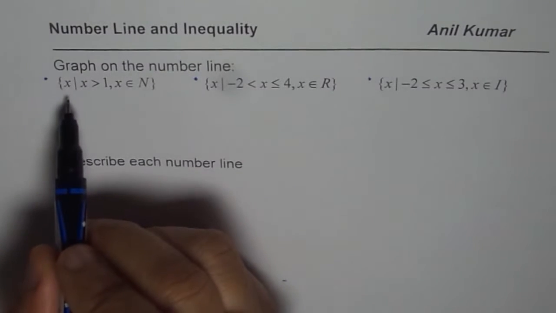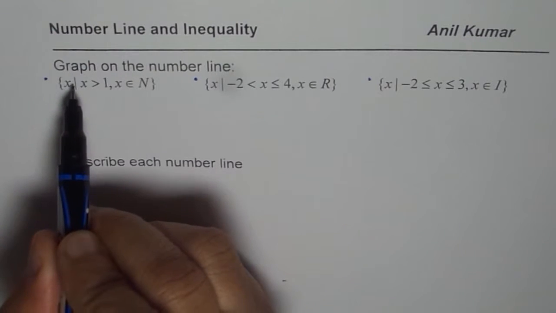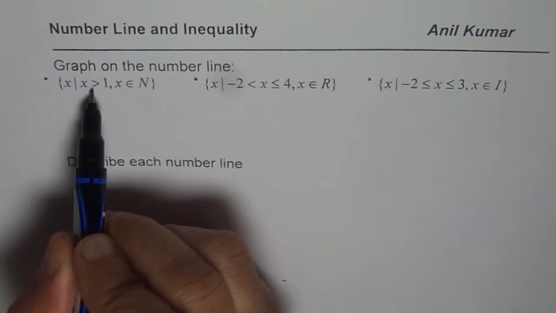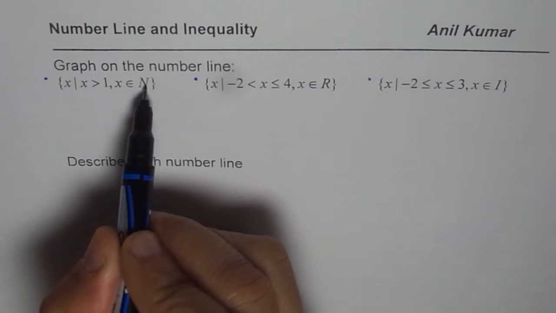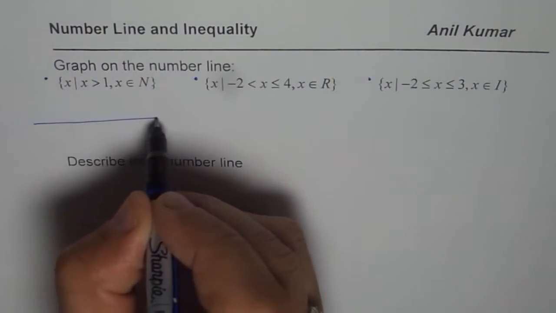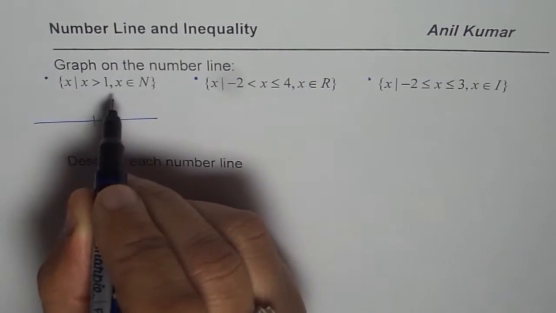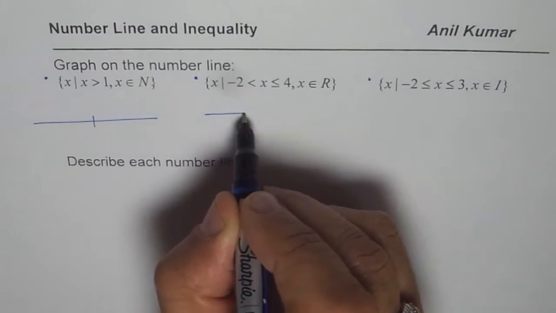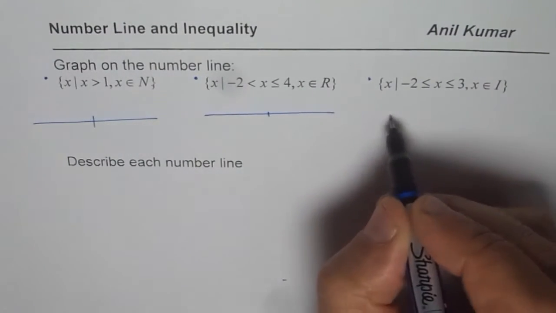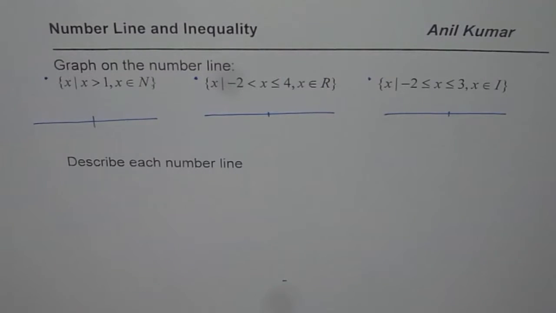The first one here is the set of x such that x is greater than 1 and x belongs to natural numbers. So that is what the first statement is. So let us say this is our number line. On this number line we are going to graph the given statement, which is an inequality. Let me draw number lines first, and then we'll do one by one. You can actually copy these questions, answer, and then look into my solution.